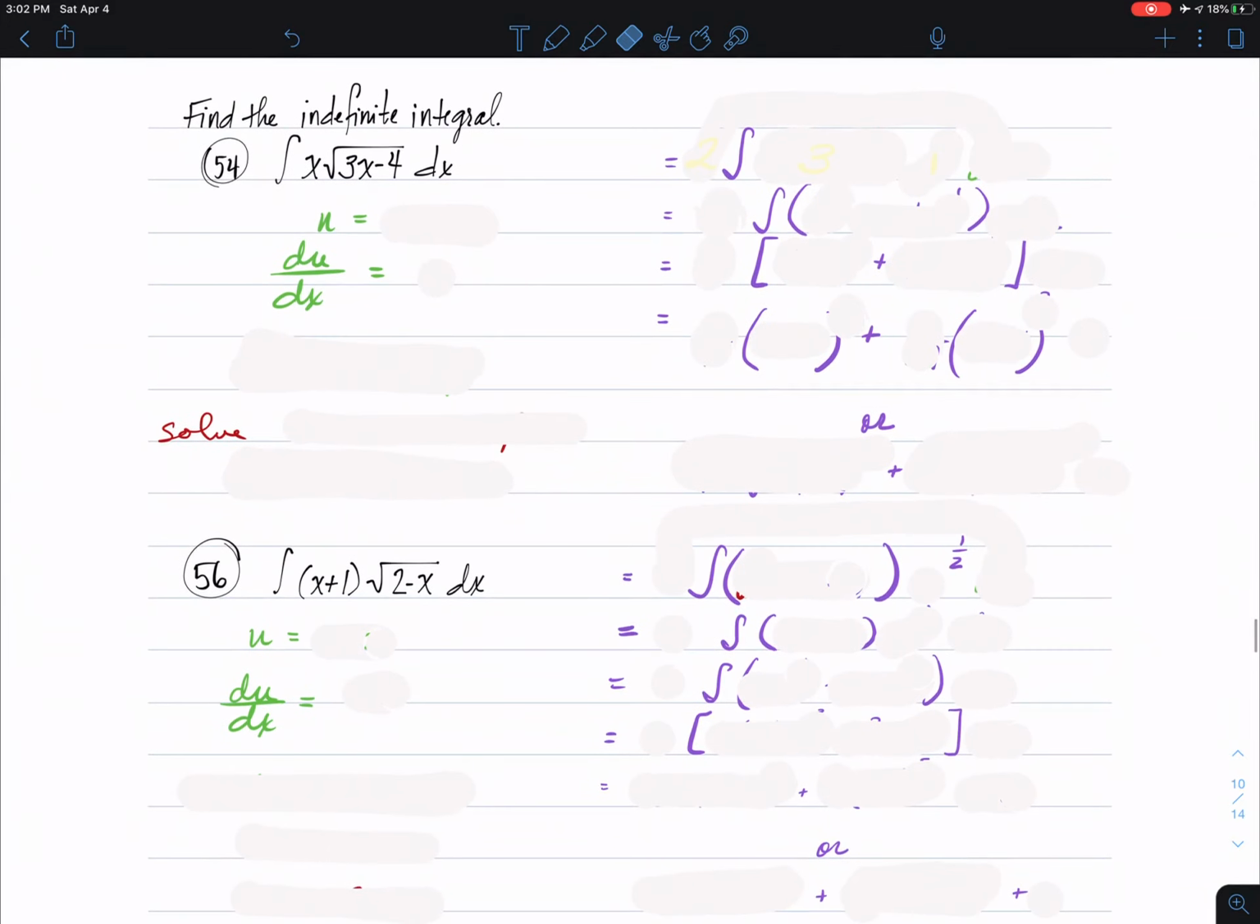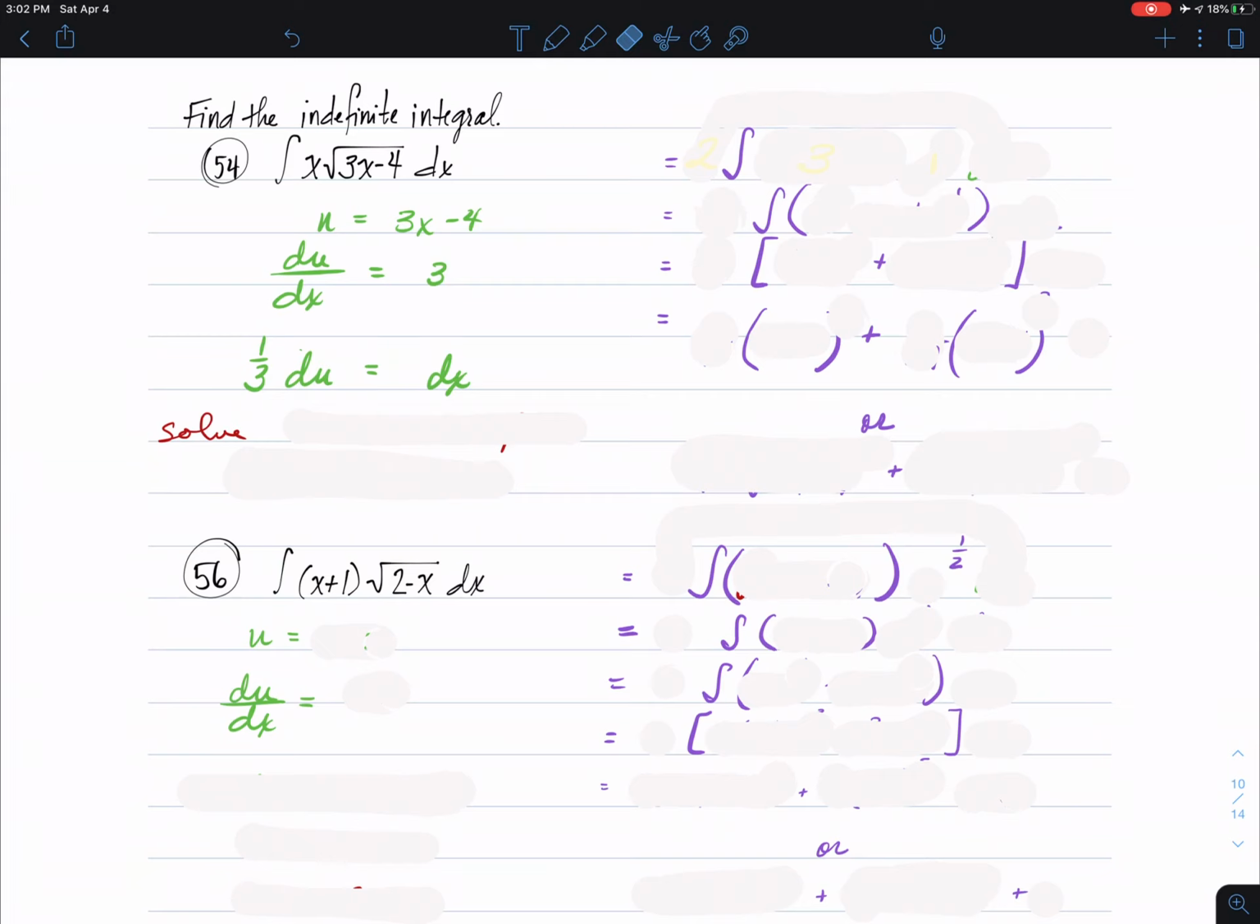All right, the next question is just to simply find the indefinite integral. Okay, so the inside then is going to be my 3x minus 4. The derivative is 3. So du will equal 3 dx, but I don't have any 3's, so I'm just going to have a 1/3 du dx.